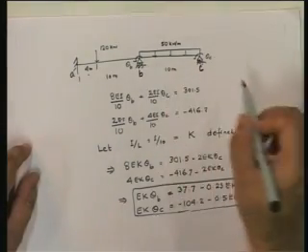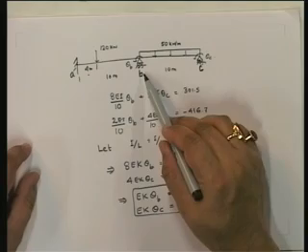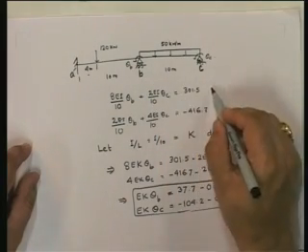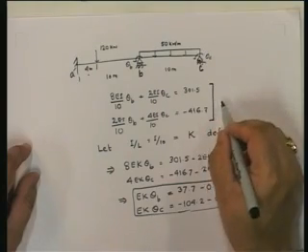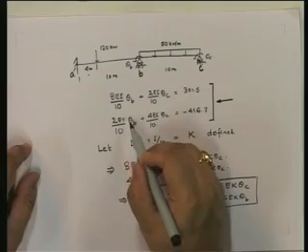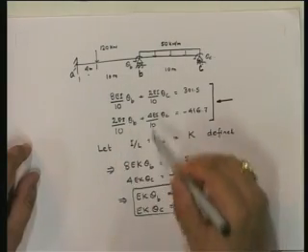There are two equations: summation of moments at B equal to 0 and summation of moments at C equal to 0. We've already got these two equations, so I'm not going into the details of how we have obtained them. Please look back, you will see that these are the equations.